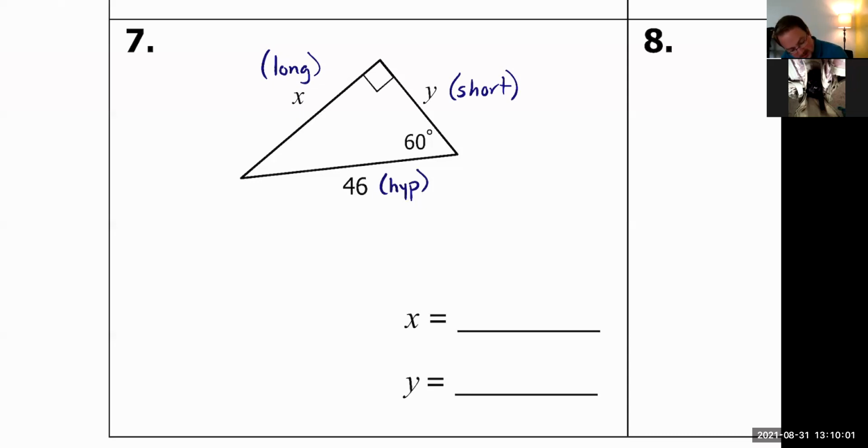Half of 46 is 23. Make sure you put that on the Y, even though X really kind of is begging us to find it first. I need to know the short leg. Because now that I know that the short leg is 23 units, the long leg is just the short leg, 23, times the square root of 3.